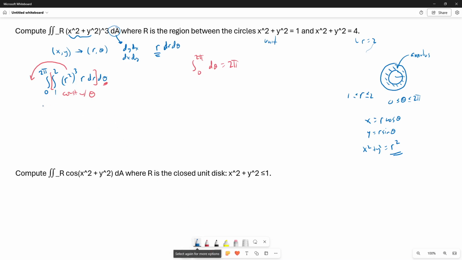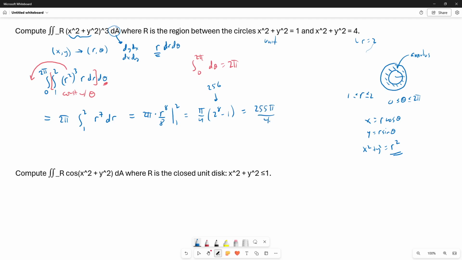So this integral becomes 2π times the integral from 1 to 2, and now simplifying the r's, (r²)³ is r⁶, times r makes r⁷ dr. So we have a very elementary integral here in terms of the variable r. We get 2π times r⁸/8 from 1 to 2. So we get π/4 times (2⁸ − 1⁸). And 2⁸ happens to be 256. So we get 255π/4.